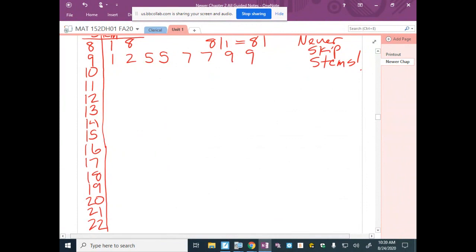Any questions so far about this? All right, take a moment and finish that stem and leaf plot.